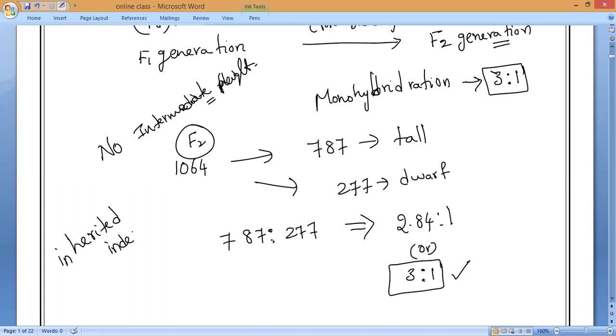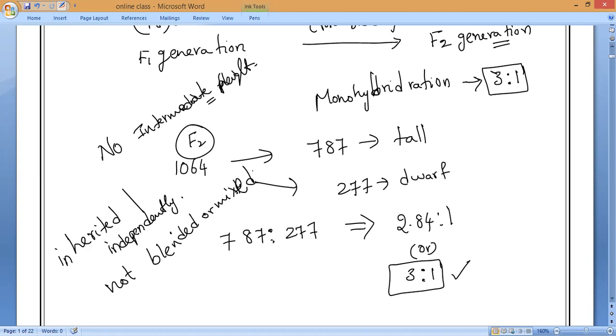Why are they not mixed together? What are we noticing in the results? They are inheriting independently. What is the reason? Because they are not blended. Understand? So they are not blended or mixed together.